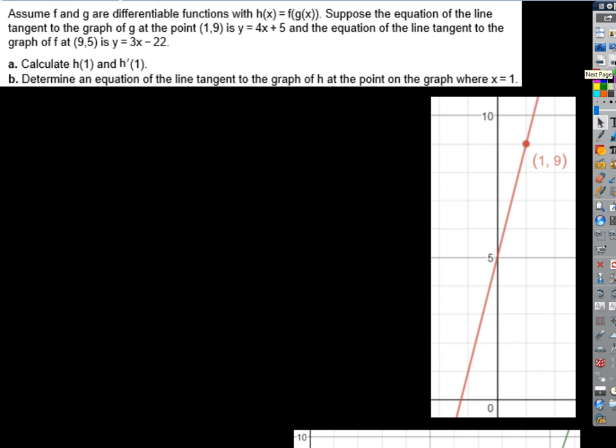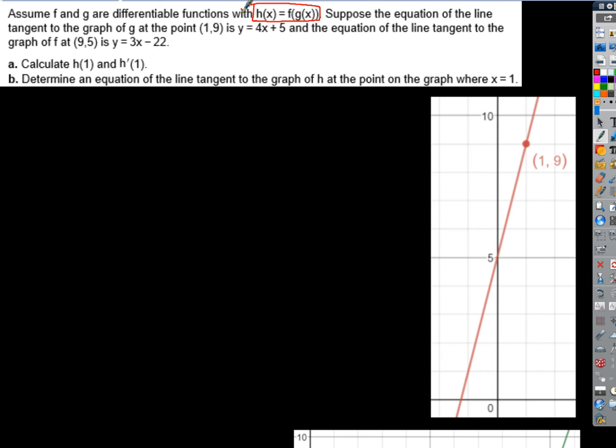Assume f and g are differentiable functions, and h of x is defined as f of g of x. So it's a composition of the two. Okay, so here's the part that I want to make sure we all understand.